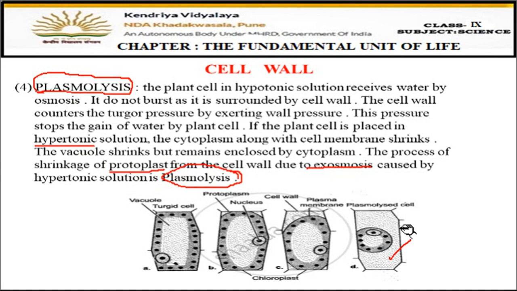This is the diagram for it. This is the plasmolyzed cell. You can see here that the cell wall is intact at its place, but the cell membrane, nucleus, everything is shrunk at the center. So this process is called plasmolysis. This happens in the hypertonic solution. Remember children, such types of questions can be asked in the exam. What happens when a plant cell is kept in hypertonic solution? What happens when a plant cell is kept in hypotonic solution? So you have to keep in mind all the conditions.